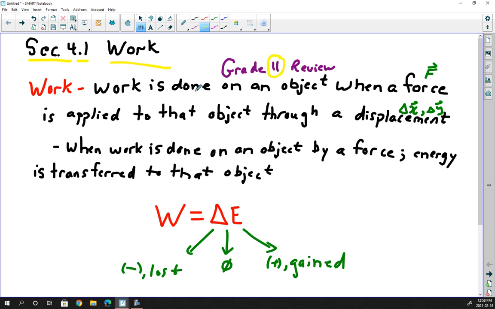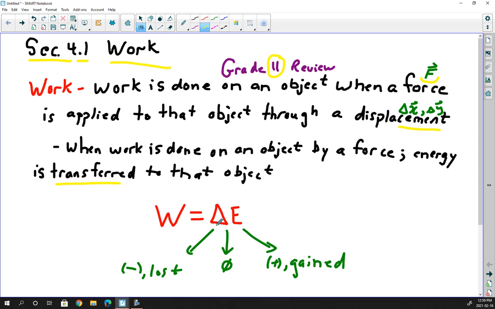Work is done on an object when a force is applied to that object through a displacement. And when this work is done on an object by a force, energy is transferred to that object. So the whole idea here in this big wordy thing I wrote can be encapsulated in one of the more important equations that we learned in grade 11: when work is done, energy is transferred.